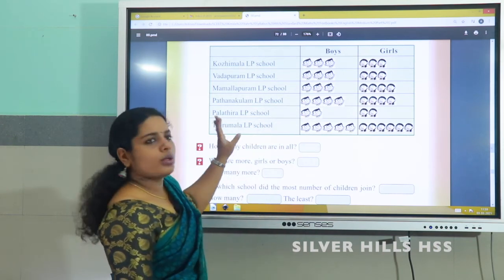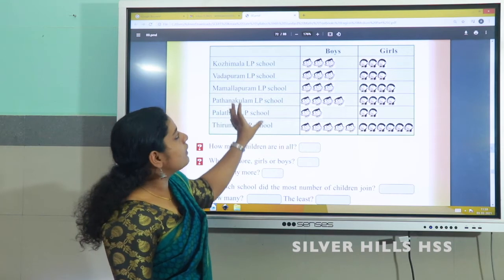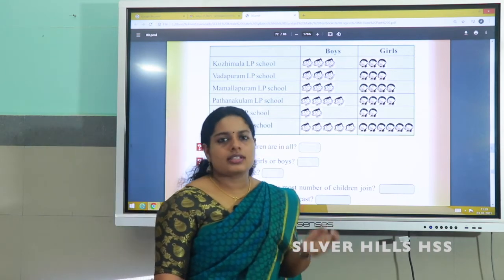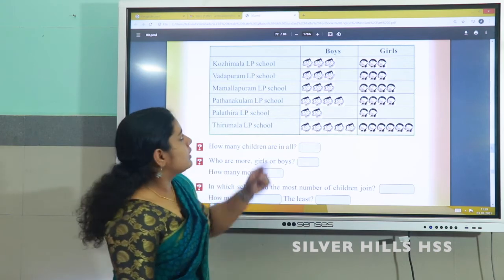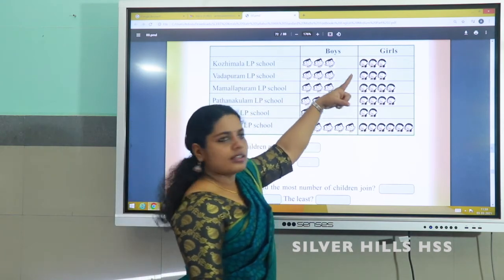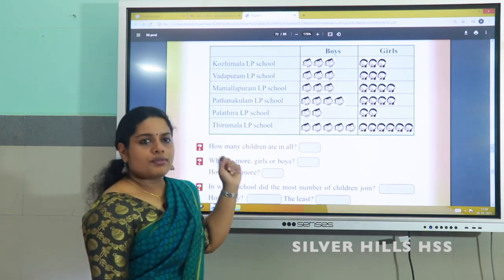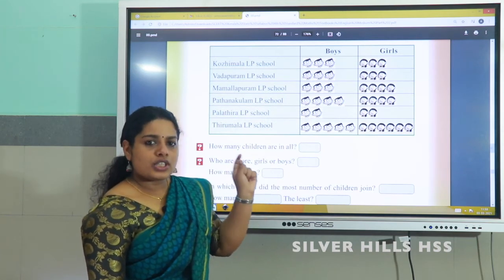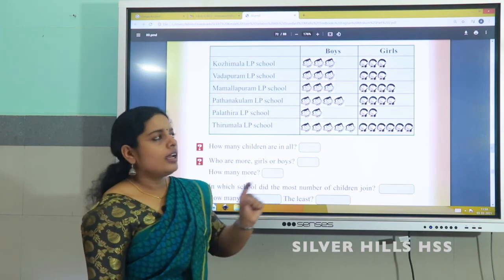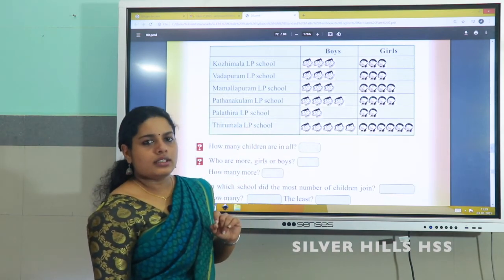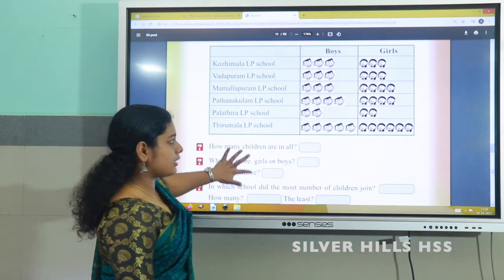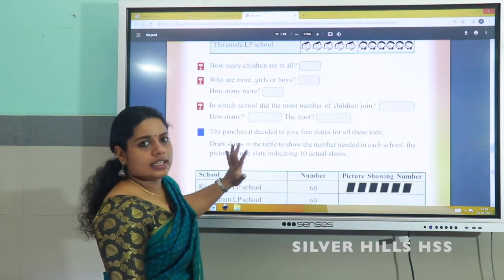Okay. Sometimes, as I told you, you will be given the name of the school and the number of girls and number of boys, and you will have to pictorially represent each one. They will be given Kozhimala, boys 30. So what you have to do is write one child is equal to 10 children, and instead of 30 boys, you have to draw only 3 boys in the table. That is how we pictorially represent a given data.